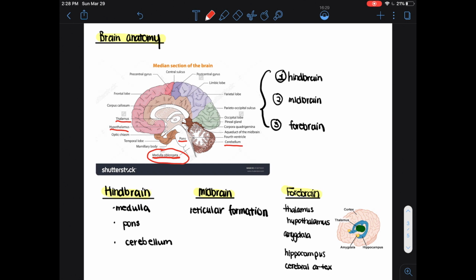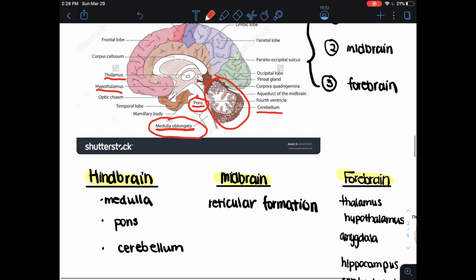And then moving up from that, you have your pons. Your pons is just above your medulla. It connects the hindbrain with the midbrain and forebrain, and it controls your facial features. Next, you have your cerebellum, which is this part. It's often known as the mini brain within the brain, since it looks like a smaller version of the brain, and it coordinates habitual movements.